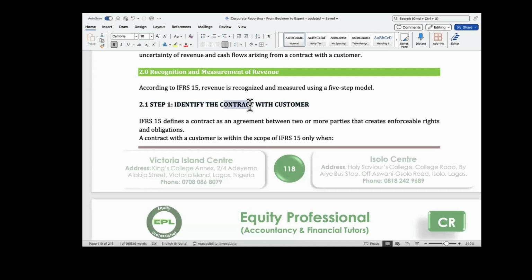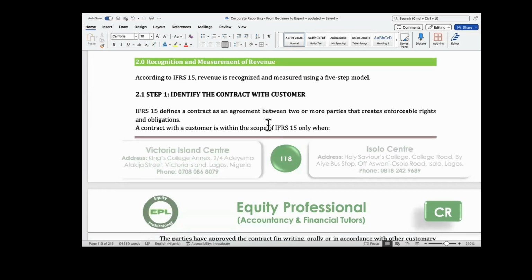IFRS 15 says that a contract is an agreement between 2 or more parties that creates enforceable rights and obligations. An agreement. And when we talk about a contract, for it to be within the scope of IFRS 15, it must have the following.